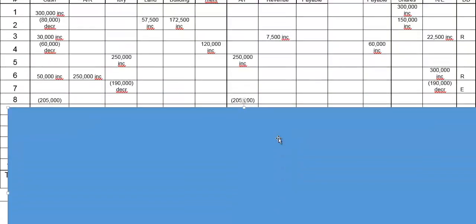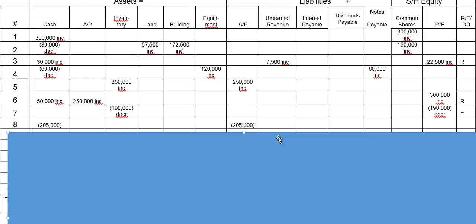So in number 8, what it's saying is that there were payments that you made to suppliers that totaled $205,000. Now you might remember in item number 5, it said that you had bought inventory from suppliers on account. So clearly you're paying some of this off, right? You're paying $205,000 off. So doesn't that mean that if you're paying your suppliers, the people that you bought inventory from, you've got to be paying them with cash, right?